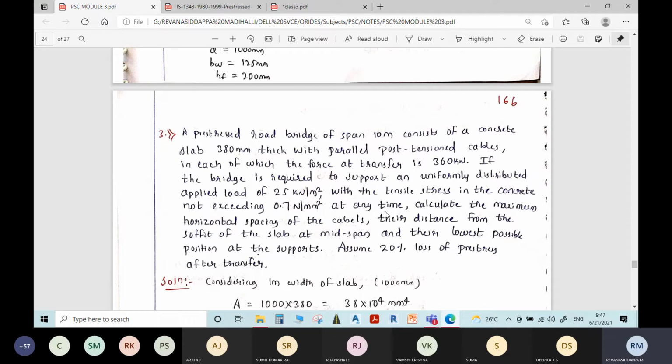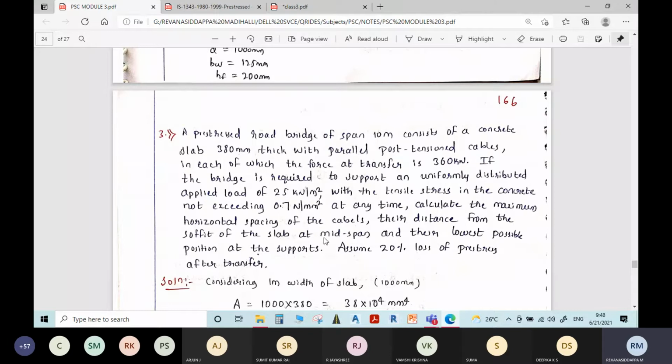At any time means either it may be at the transfer condition or it may be during service condition. Calculate the maximum horizontal spacing of the cables, their distance from soffit of the slab at midspan, and their lowest possible position at the support, assuming 20% loss of the stress after the transfer.